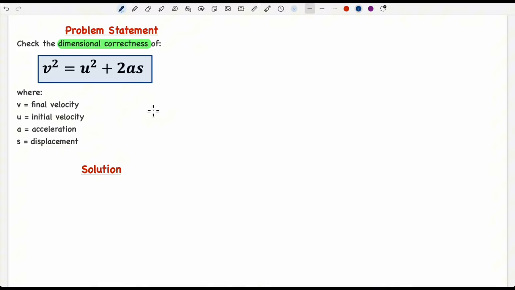of this equation. However, if you look at this equation, we have three terms. We have v squared equals u squared plus 2as as one term. We are also given the definitions for each of these quantities in this problem. So v represents the final velocity, u represents the initial velocity, a represents the acceleration, and s represents the displacement. Let's look at the solution.